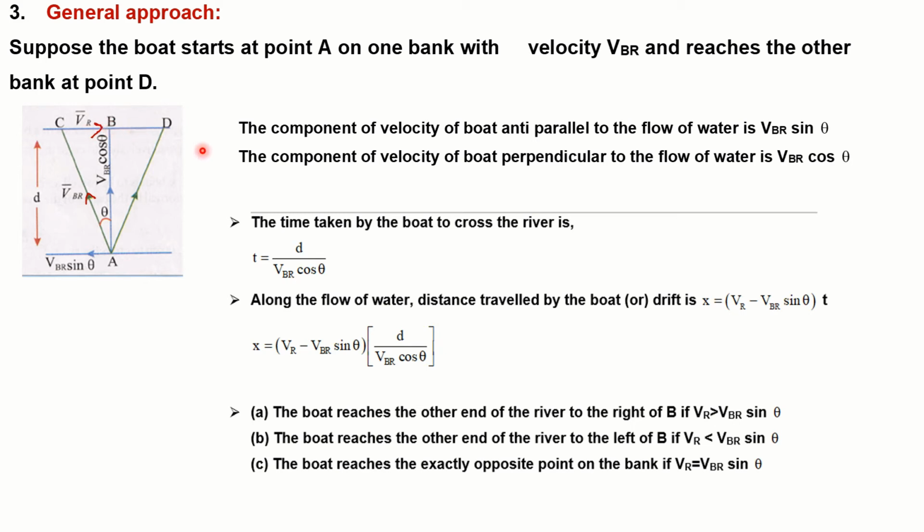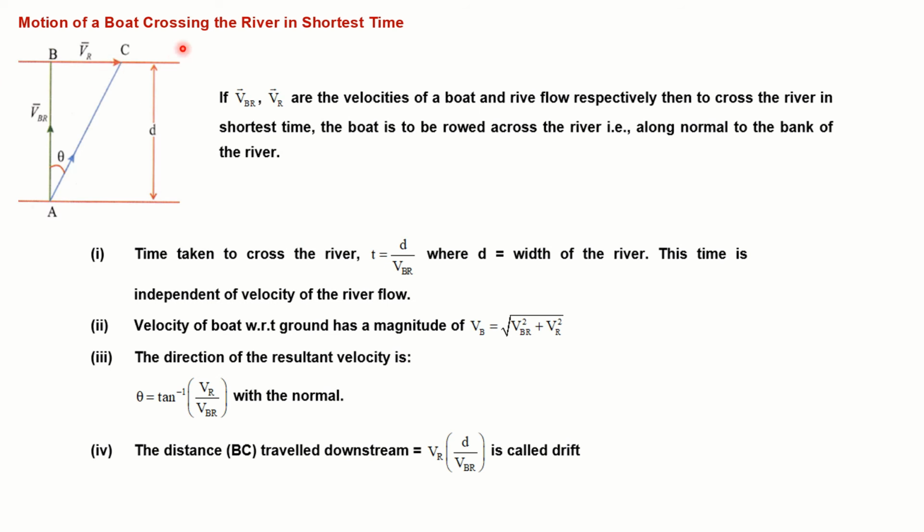Next, students, let's see the motion of the boat crossing the river in the shortest time. Shortest time means he wants to swim along this direction. When the person wants to go in the shortest time, he has to go along this direction. He is going along this direction, V_BR, and the river is in this direction. So the resultant vector will definitely be in this direction. You could see the triangle law. One side, this is another side, and this is the resultant side. So if he wishes to reach B and is swimming aiming at B, then he will get drifted and reach this point C. Yes or no?